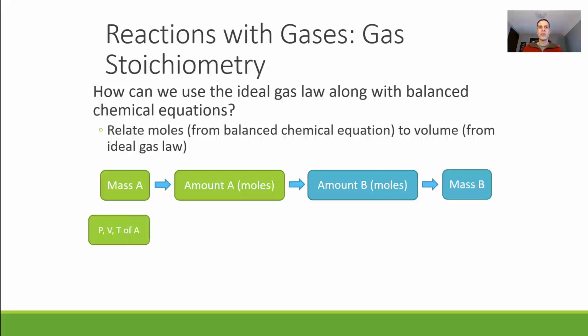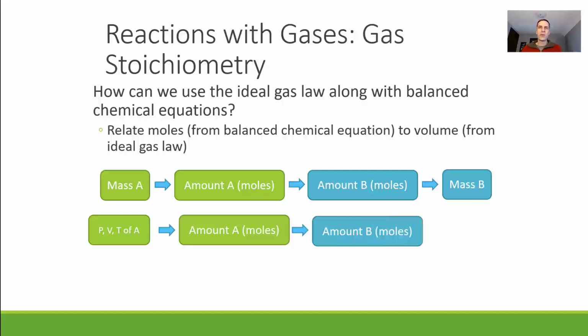And so now if we're given pressure, volume, and temperature of A, that can allow us to also get to the amount of A that we have present. And then we would be able to, just like before, use the balanced equation to figure out how many moles of B we have. And then we could find the pressure, the volume, or temperature. Or if we know the pressure, volume, and temperature, then we can find information about B.